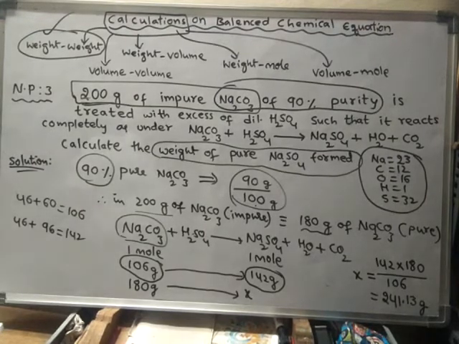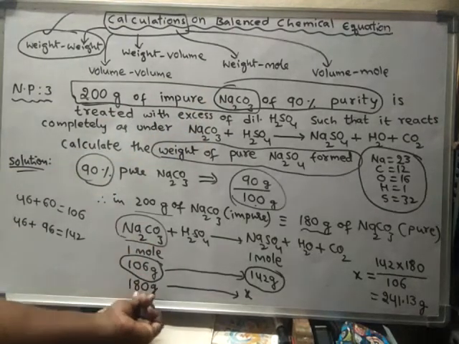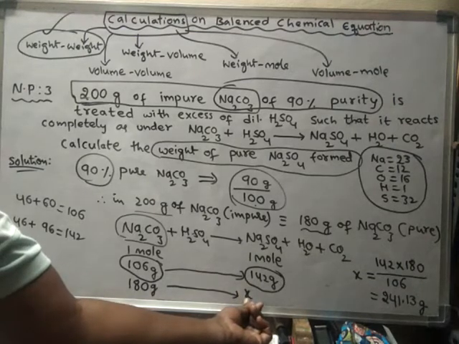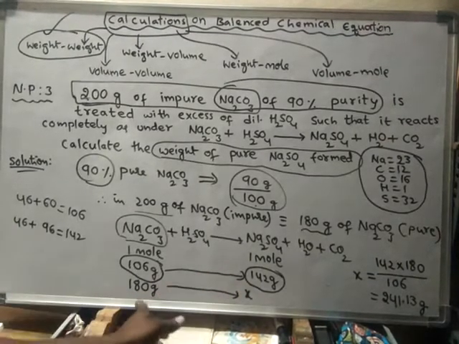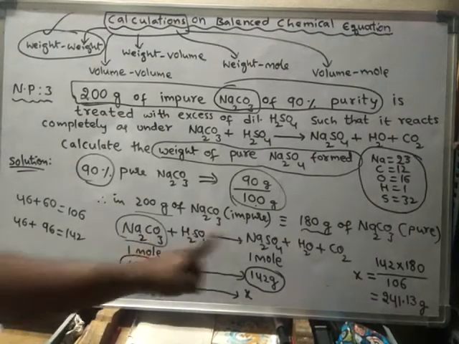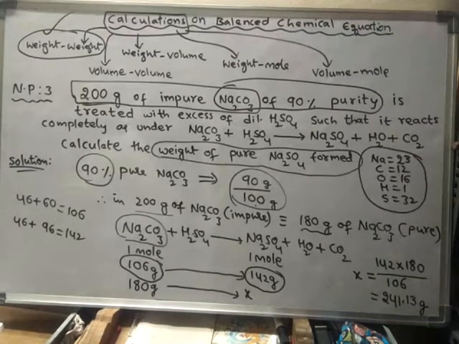Okay, so here we have used weight relationship. If this much weight of sodium carbonate is given, that much weight of sodium sulfate is formed. That means these two are related by weight. So we are relating these two substances by weight. Hence it is said to be weight relation. Okay.